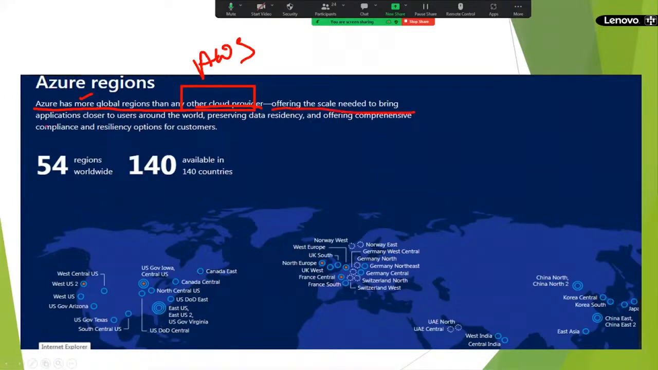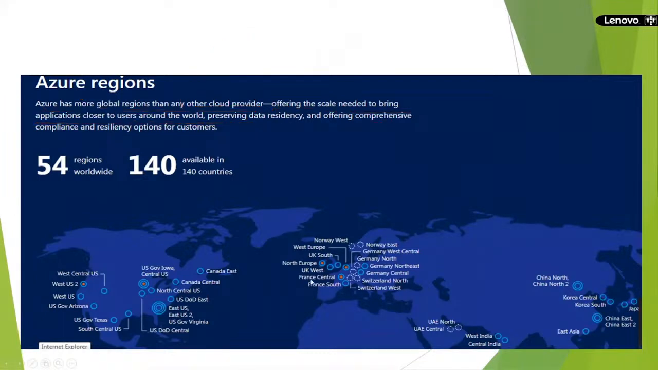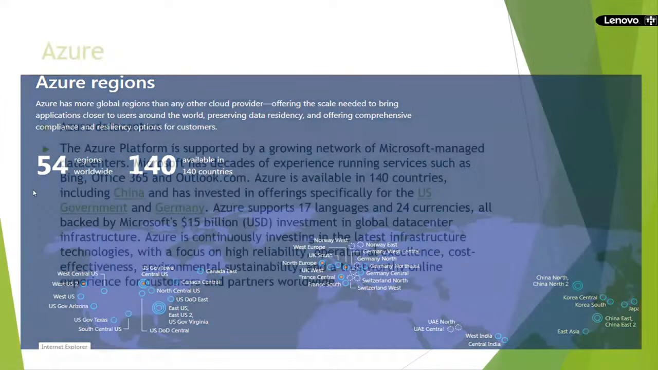Offering scale, need to bring your application closer to customers. Applications are closer to customers, so if there are any issues, they can sort them out immediately. Low network latency. They provide good support if you are facing any issues. Because of that, Azure has a lot of demand in the market. Most of the clients are migrating from AWS to Azure as well.